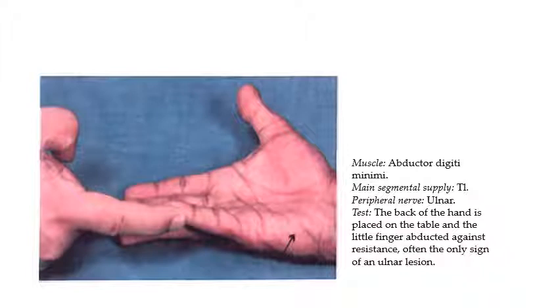Abductor digiti minimi, which is supplied by the ulnar nerve, is tested by asking the patient to abduct the little finger against resistance.